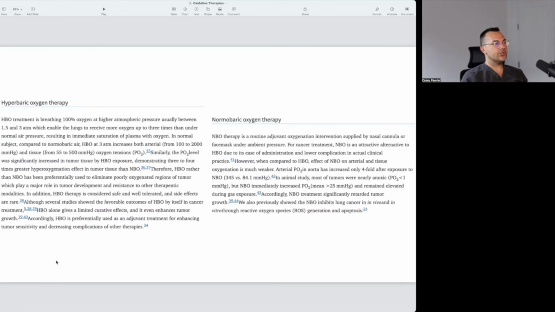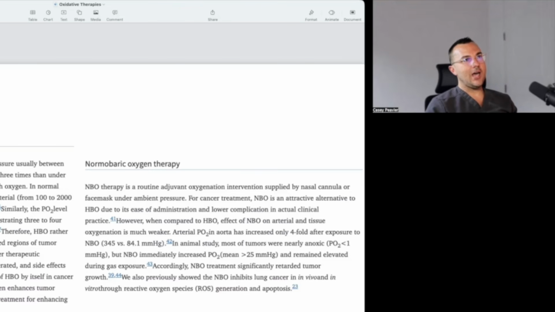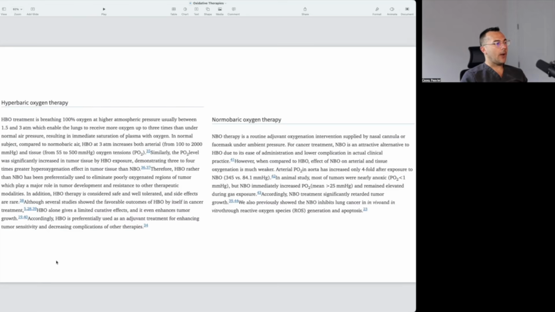Although several studies showed the favorable outcomes of hyperbaric oxygen by itself in cancer treatment, hyperbaric oxygen alone gives limited curative effects, and it even enhances tumor growth. That I would actually be very highly skeptical of, knowing what we know about cancer. Accordingly, hyperbaric oxygen is preferentially used as an adjuvant treatment for enhancing tumor sensitivity and decreasing complications of other therapies. So that's the hyperbaric oxygen section in this paper.